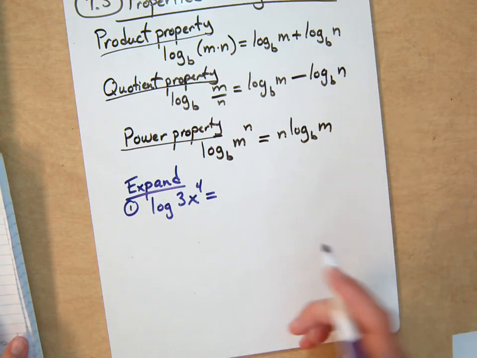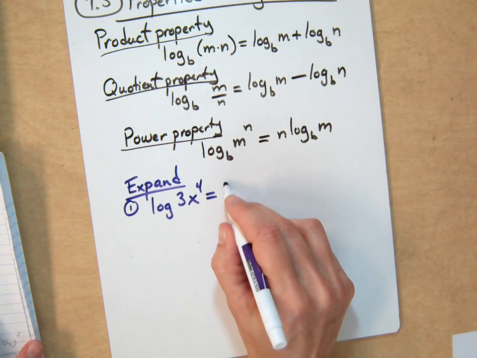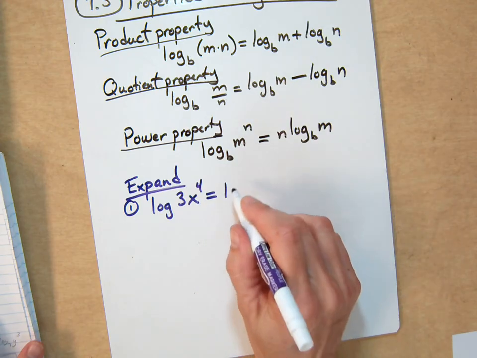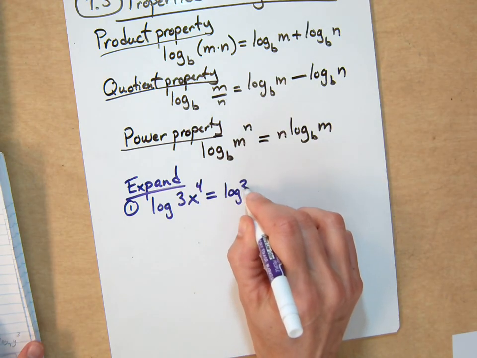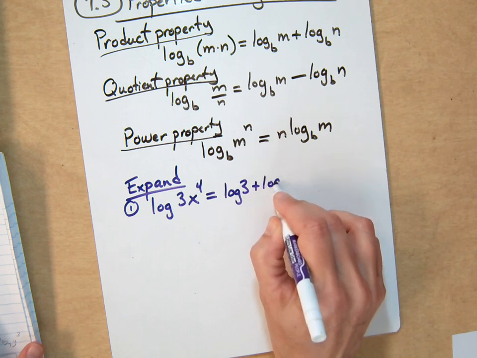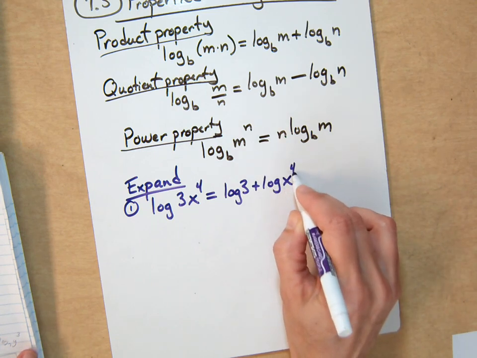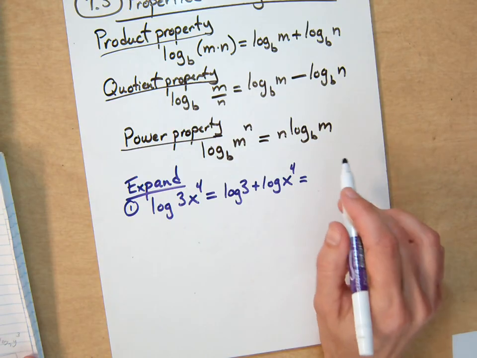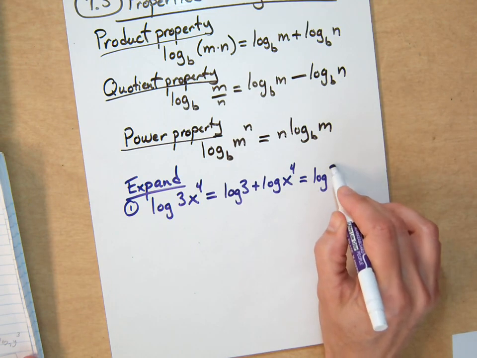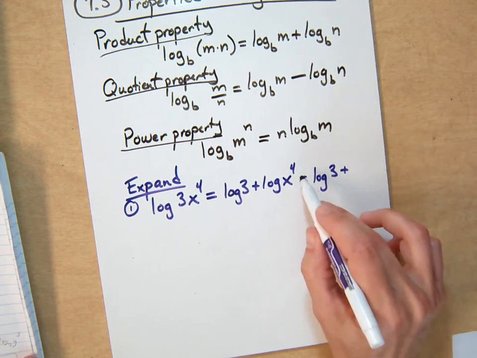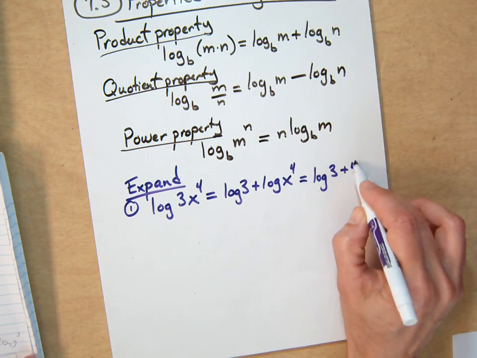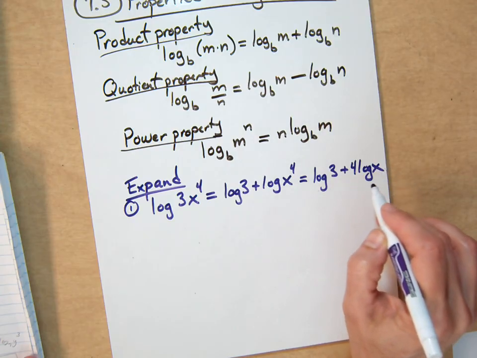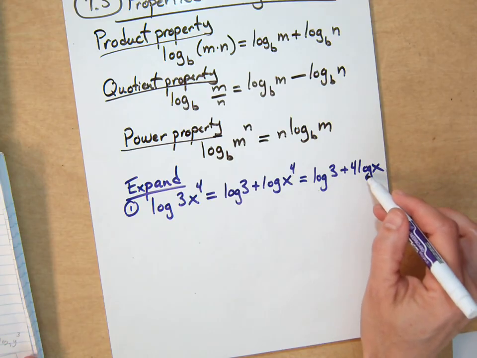First I would use the product property to divide this up. There are two things multiplied together, 3 and x to the 4th. So you would just separate it out. That would be log 3 plus log x to the 4. We're trying to expand it, and usually we simplify, but we're doing the opposite, just to practice using these properties. Then the exponent, that 4, becomes the coefficient. So it'd be 4 log x, and your answer is log 3 plus 4 log x.